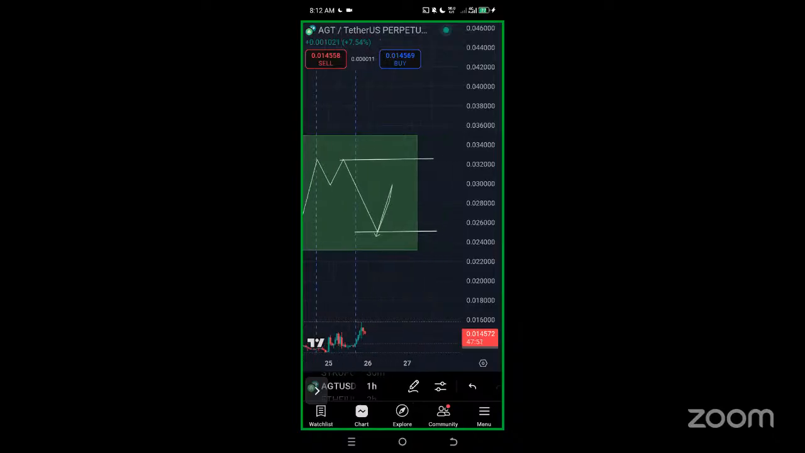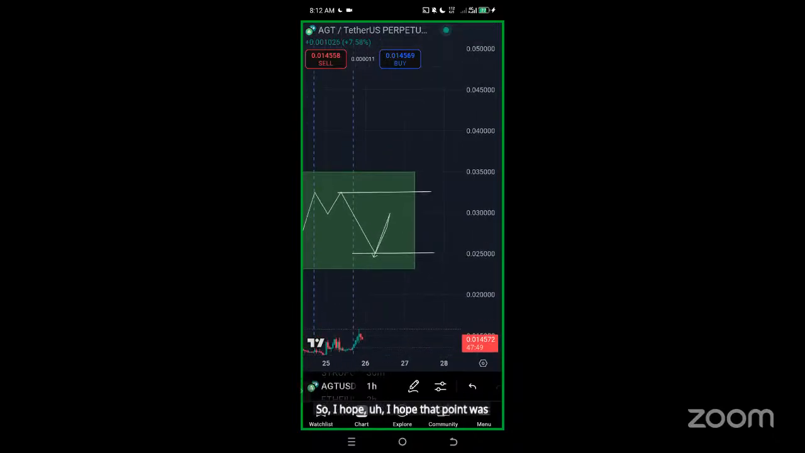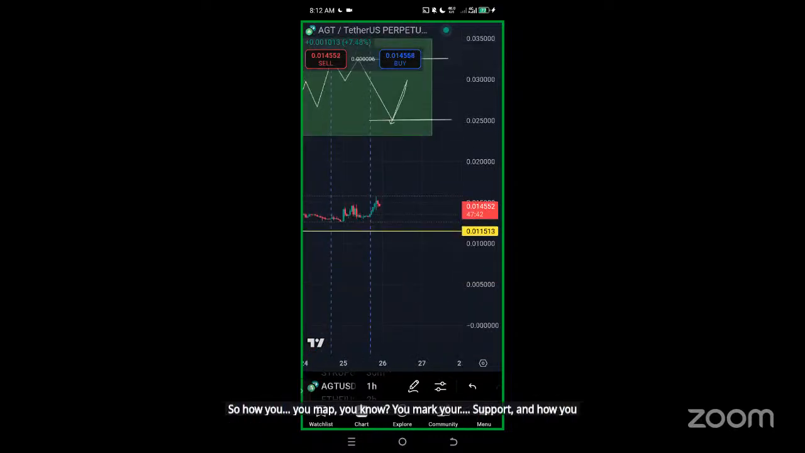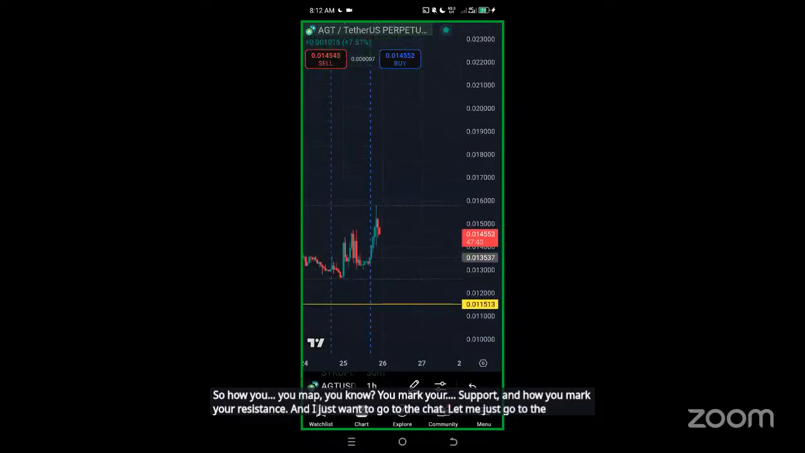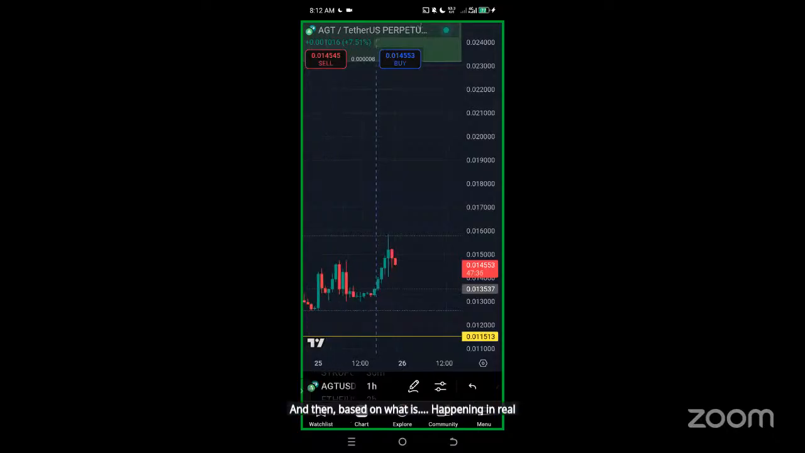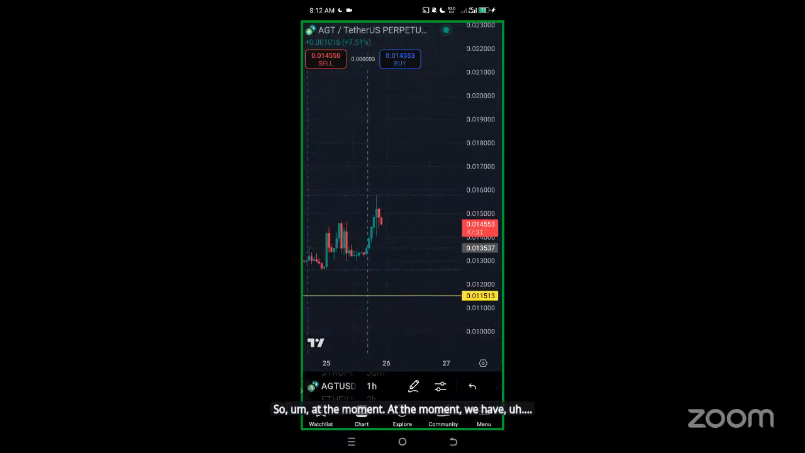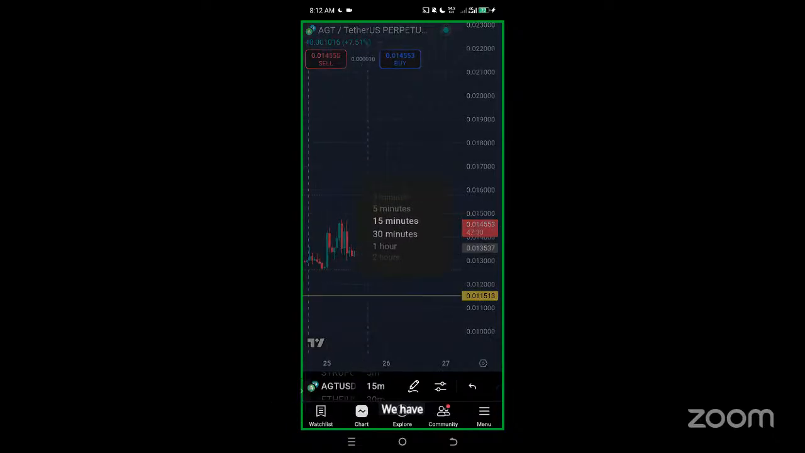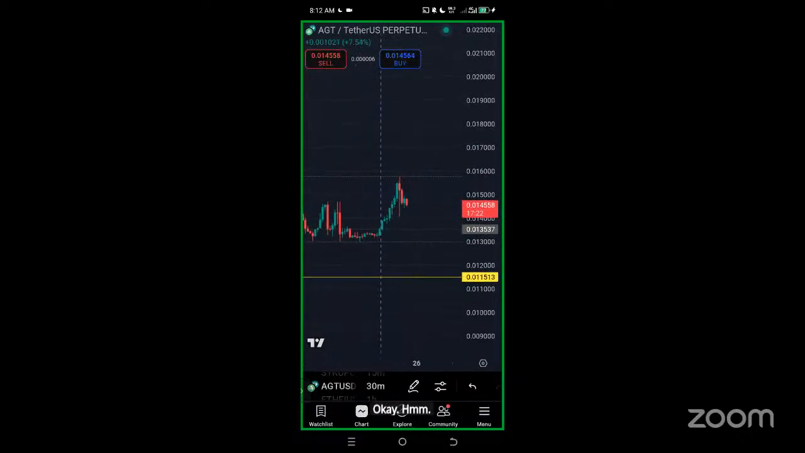So I hope that point was very clear, how you mark your support and how you mark your resistance. And I just want to go to the chart, and then work based on what is happening in real time. So at the moment, let me just see if I can use this 15 minutes time frame. Okay. So let's use this.